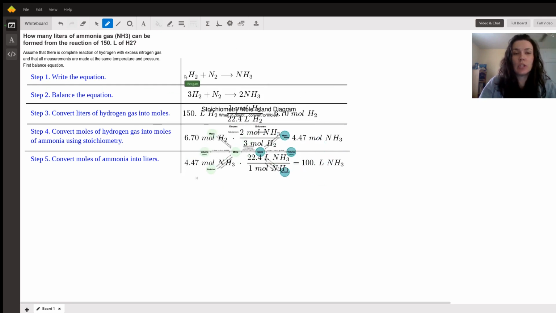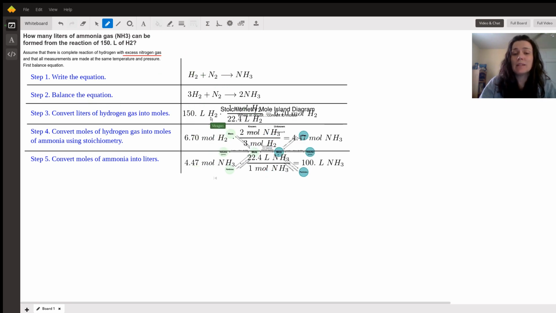We're going to write the equation. So it does tell us that we have hydrogen and an excess of nitrogen. The key word here is that it's an excess and it's a complete reaction. That means that we're not focusing on a limiting reactant in this case. Okay, so that is our equation.